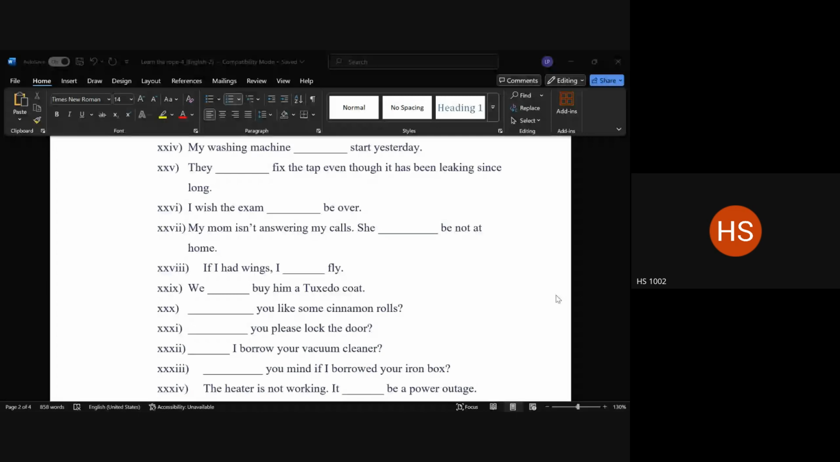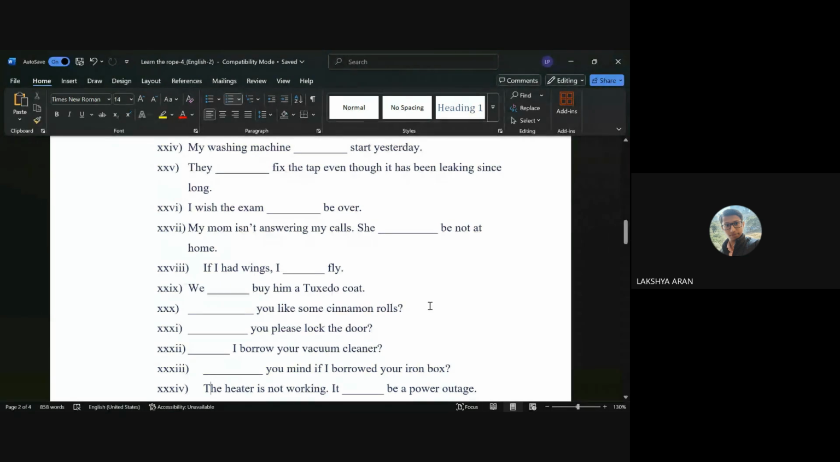What other answers can you have? Yeah, all of these. Can't, because of no ability? You can use can't, but not in the meaning that you said. They can't fix the tap even though it has been leaking since long shows a lack of ability. So can't can also come in, but indicative of the lack of ability at their end to fix it.